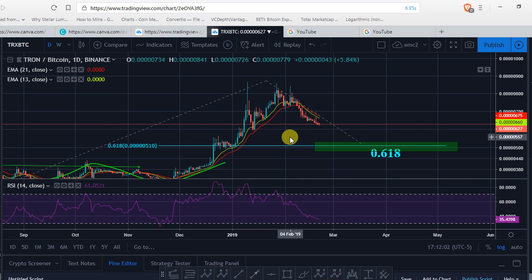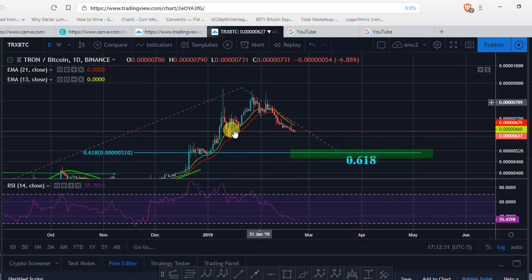In today's video, I'm just going to be talking about Tron, and I wanted to focus on 3 points. The first point is the moving averages, the second one is the Fibonacci, and the third one is the RSI. And at the end of the video, I'm going to make a decision based on these three indicators why Tron could be bullish or bearish in the long term, right? And at the same time, the short term. So let's get started with these moving averages.